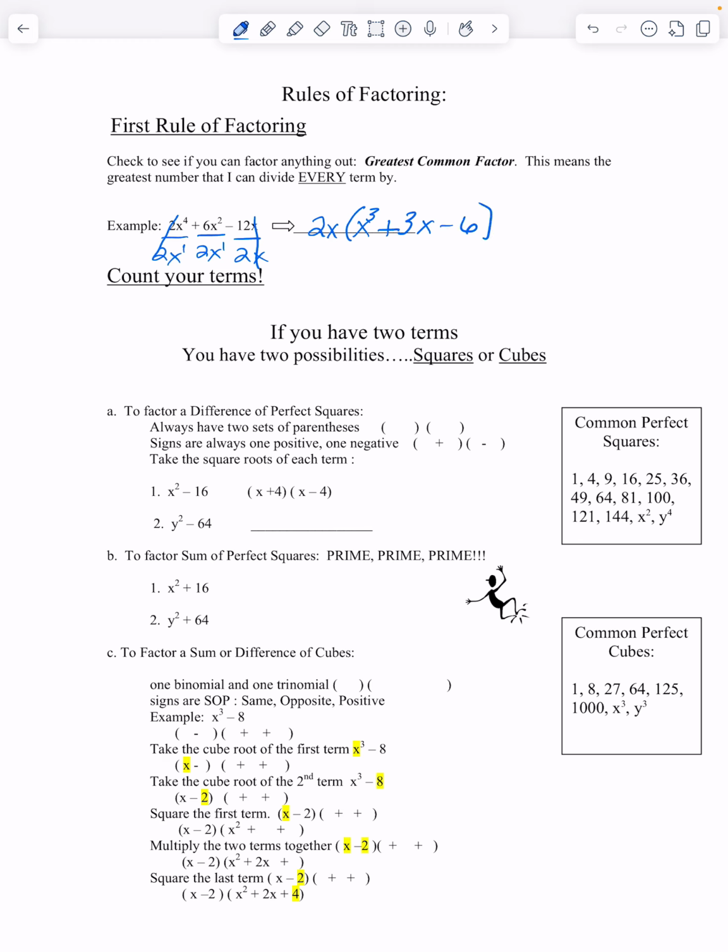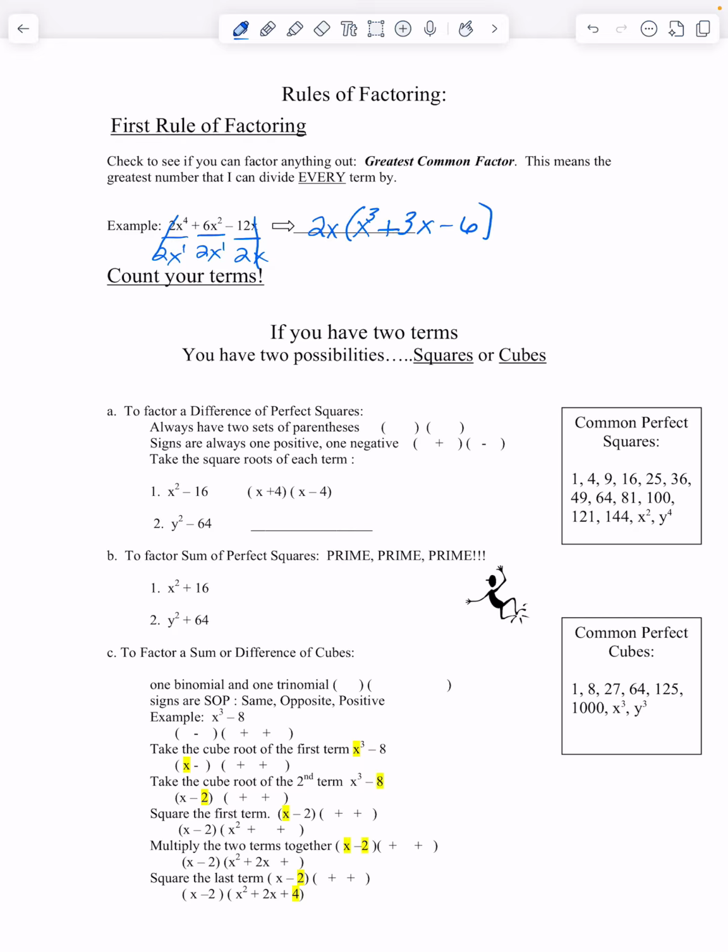You're going to see of all the things that I have left, x cubed, 3x, and 6, if we start off with our coefficients, 1, 3, and 6, there's nothing other than 1 that I could factor out of those or divide those by. 6 does not have an x on it, so I know that what I have left, if I've divided correctly, should be, in fact, the answer. So with every problem that you're trying to factor, you want to look for a greatest common factor. The next thing that you want to do is count your terms. The number of terms that you have is going to tell you exactly how to factor the problem.